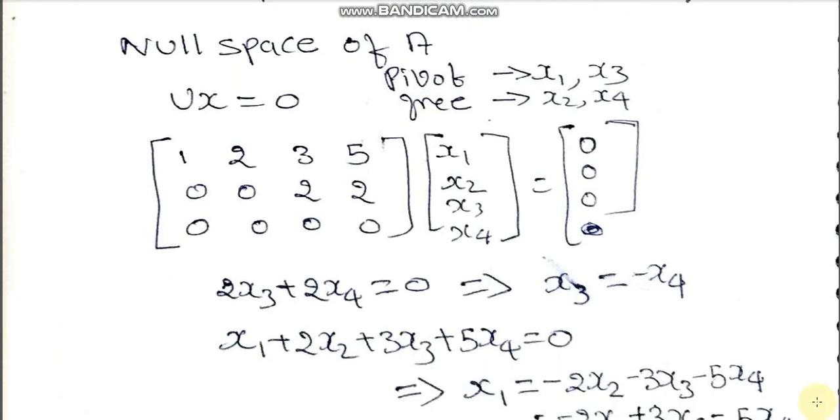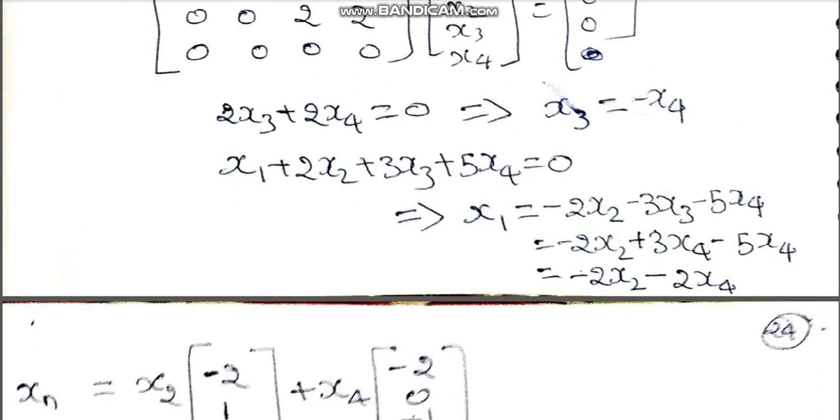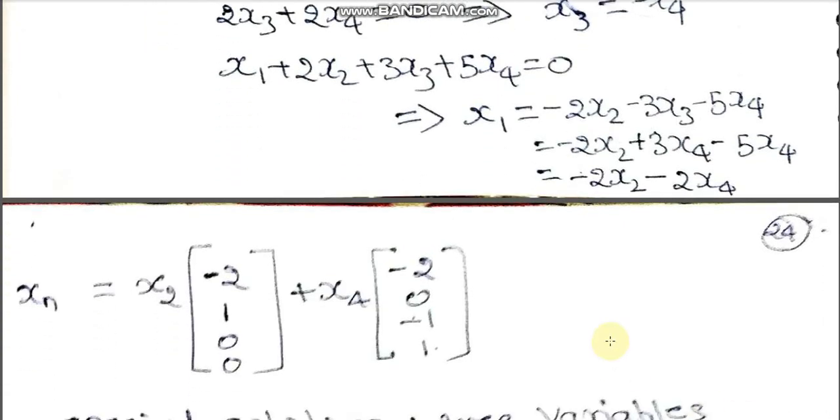What are the free variables? Free variables are x2 and x4, which are not the pivot elements. Other than the pivot elements, the rest are the free variables. So we'll be writing the null solution in terms of the free variables.